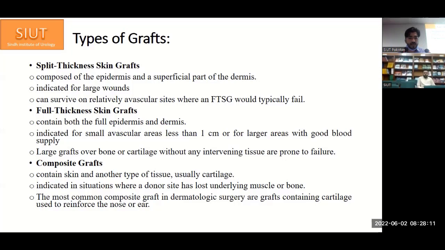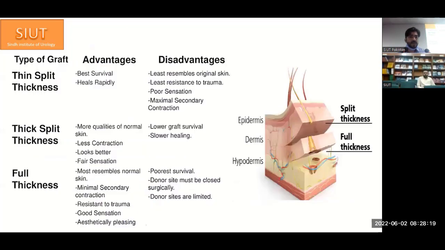The most common composite graft is a dermatological graft containing cartilage, used to reinforce the nose or ear. Advantages and disadvantages of grafts: thin split thickness has the best survival and heals repeatedly, while its disadvantages are that it least resembles the original skin, is least resistant to trauma, has poor sensation, and has maximal secondary contraction.